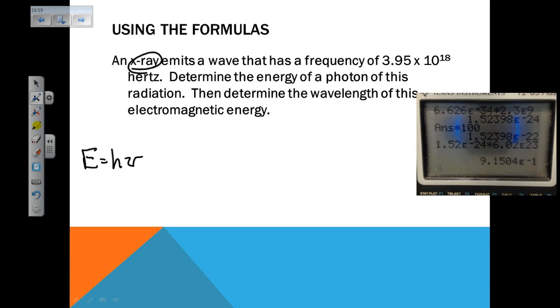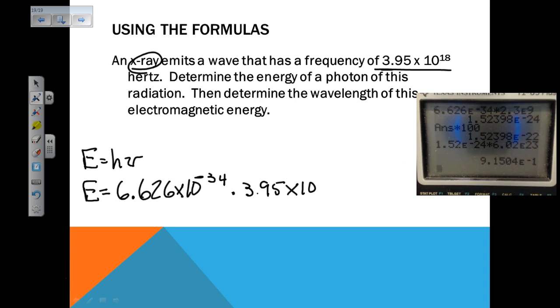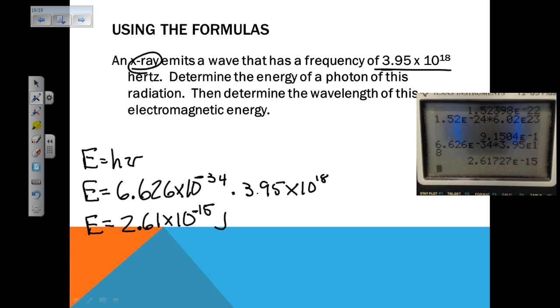So we want to know the energy. We have the frequency. We have Planck's constant, 6.626 times 10 to the negative 34, times 3.95 times 10 to the 18. When you write this down, you get that the energy is equal to 2.61 times 10 to the minus 15, and the unit of energy, joules. And that is high energy for one single photon.